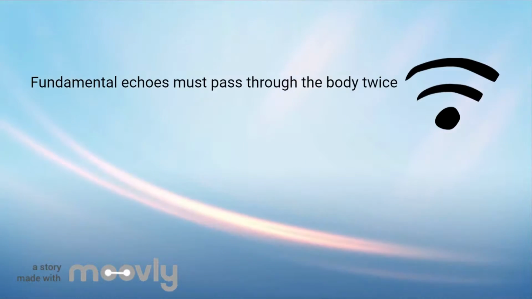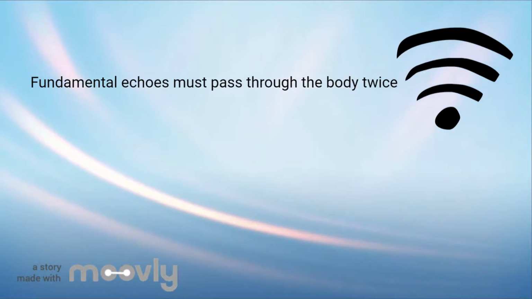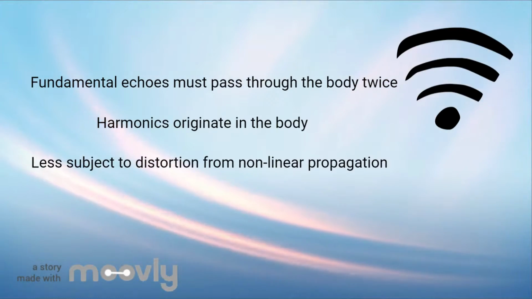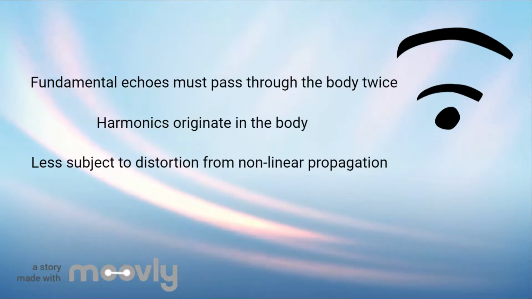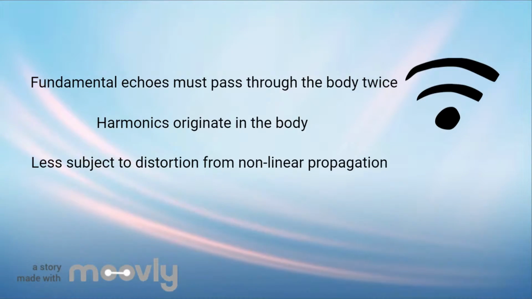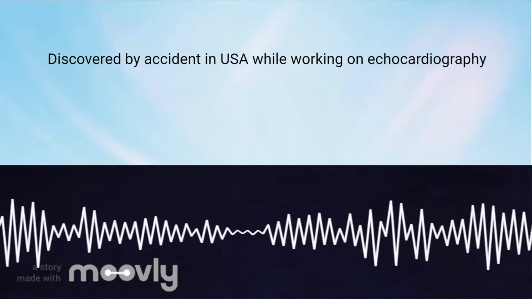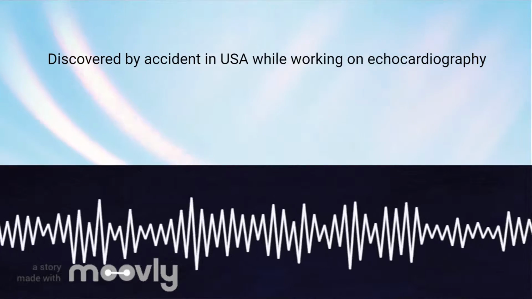Fundamental echoes must pass through the body twice, whereas harmonics originate in the body, and therefore are less subject to distortion from non-linear propagation. This technique was discovered by scientists in the USA while working on the development of echocardiography.